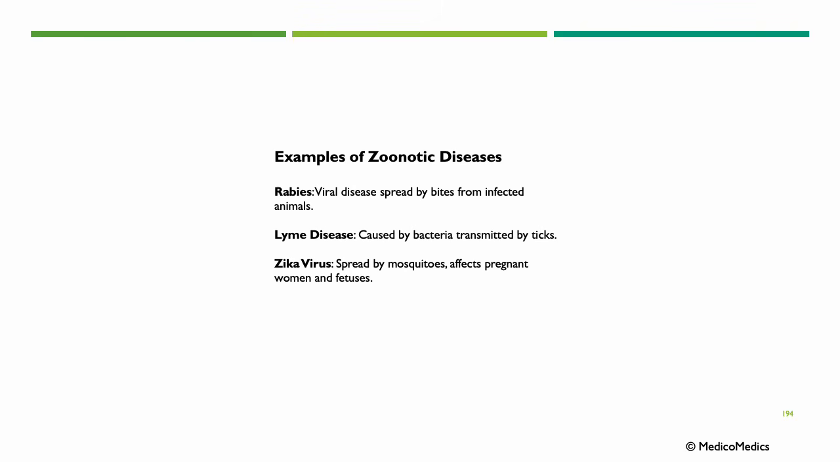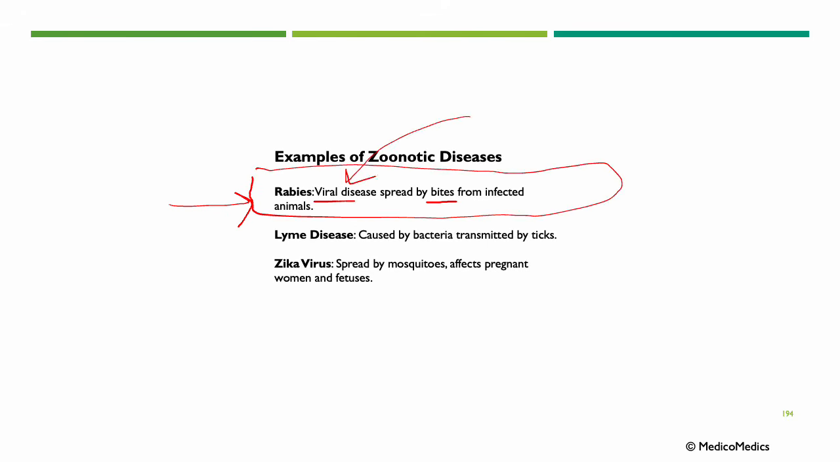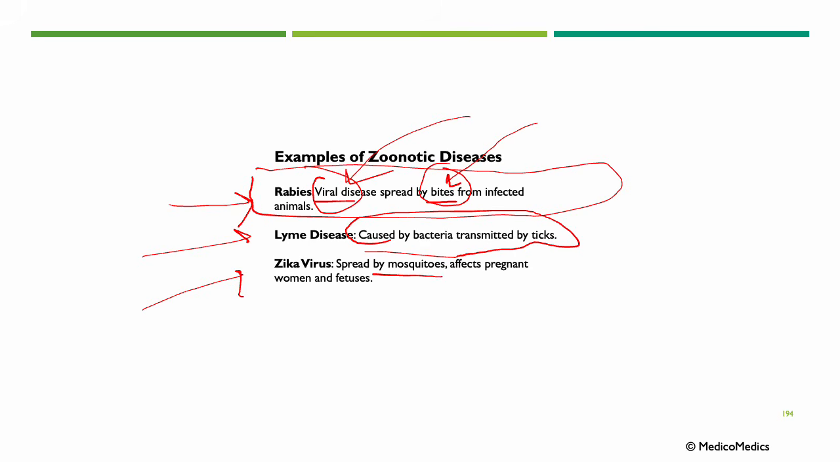Now let's talk about some examples of zoonotic diseases. We mentioned already rabies, which is viral. So it's a viral disease spread by bites from infected animals. So in this example, you can already identify the cause, it's viral, and the way it's transmitted, direct contact, bite. Lyme disease is caused by bacteria transmitted by ticks. Zika virus is spread by mosquitoes, and affects pregnant women and fetuses.